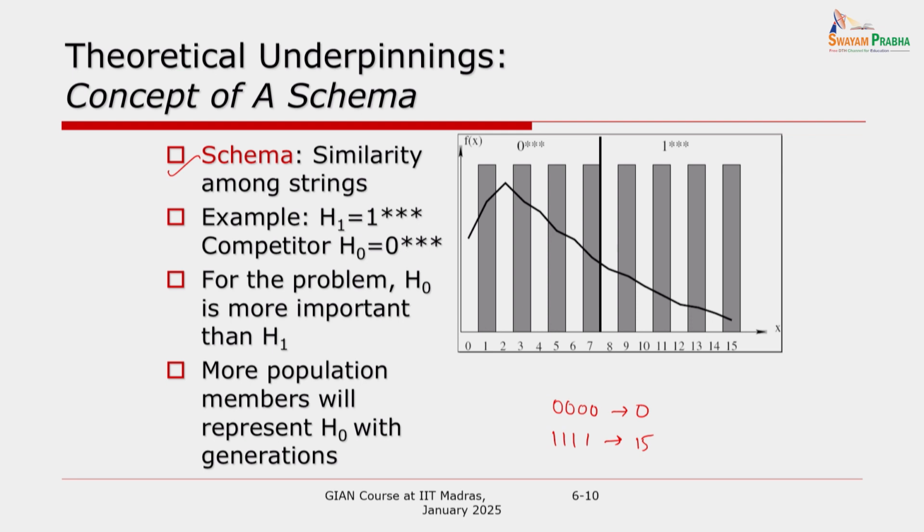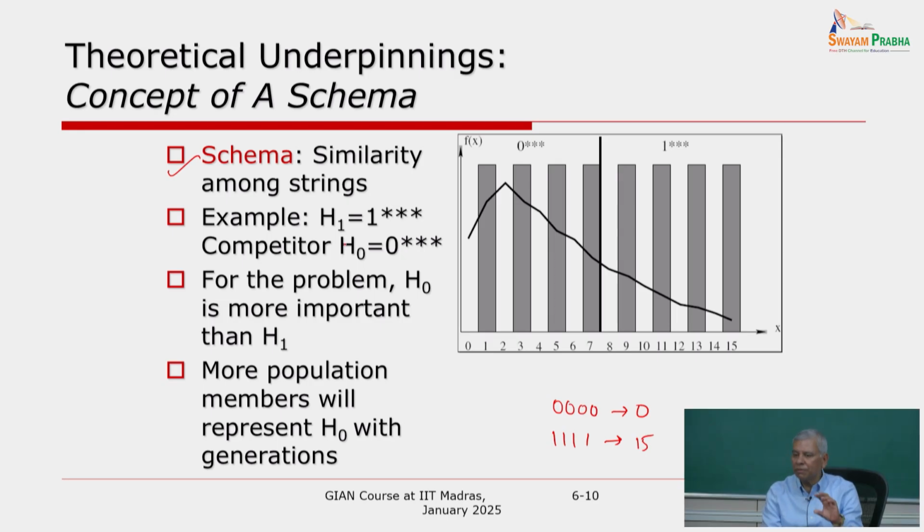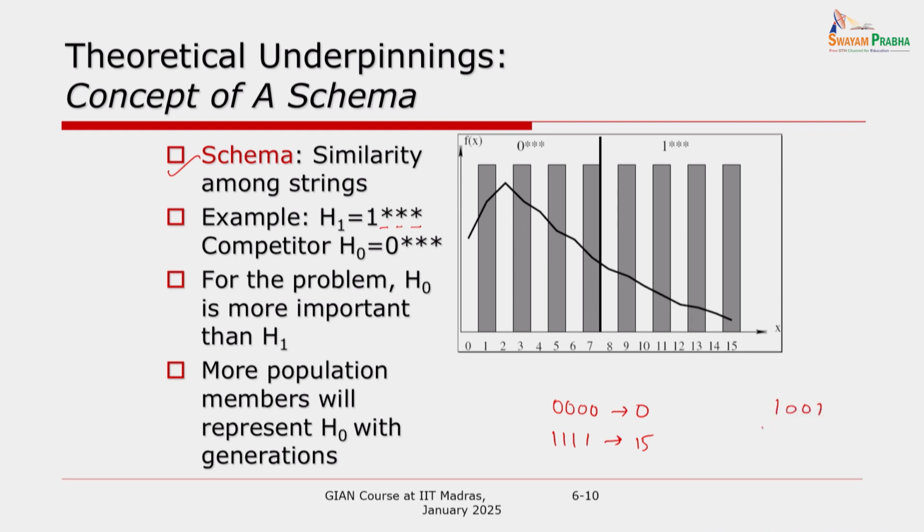Now, when I say a schema like this, where it's 1 and all stars, a schema is actually a combination of stars, zeros and ones. Star means I don't care whether it's a 0 or a 1 in my string. So this schema means I can have 0 or 1 at the second place, the third place, and the fourth place. So you have 2 times 2 times 2, 8 options. For example, 1 0 0 1 is represented by the schema. 1 1 0 0 is also represented by the schema. As long as you have a 1 at the first place, that string is represented by the schema.